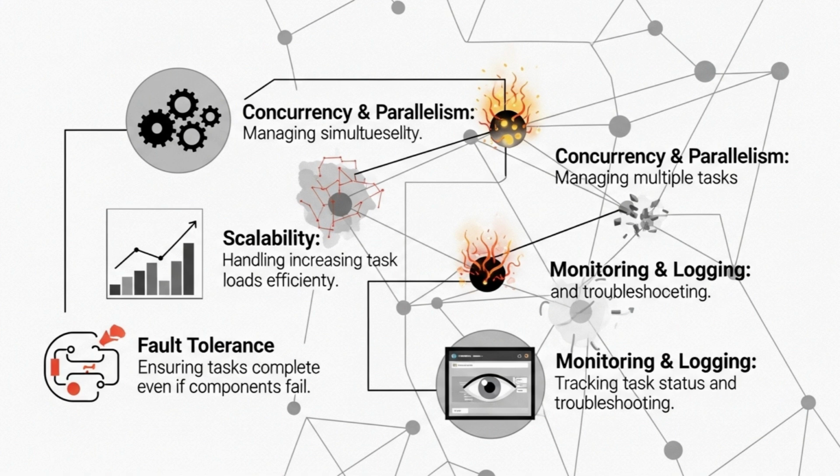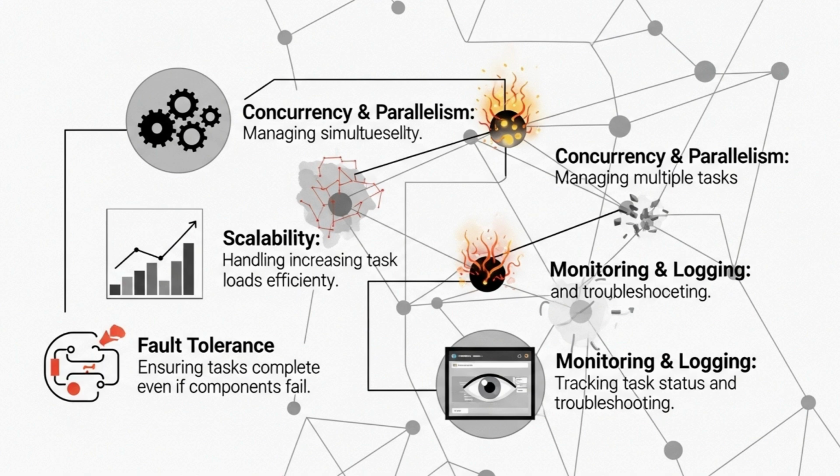Finally, and often overlooked, is monitoring and logging. When things go wrong, how do you know? How do you diagnose the issue? You need comprehensive logging to record task executions, successes, failures, and any errors. Furthermore, a good monitoring system will give you real-time insights into the health and performance of your scheduler, allowing you to quickly identify and troubleshoot problems. Addressing these challenges requires thoughtful design and often the use of specialized tools and frameworks.